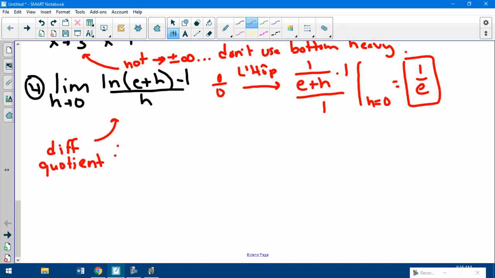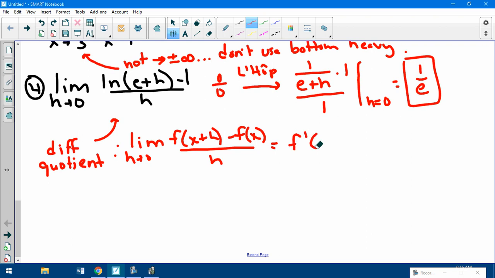And remember, the difference quotient is the limit as h goes to 0 of f of x plus h minus f of x, all over h. And what's that the definition of? The derivative. That's f prime of x. So when I see e plus h, that's kind of like x plus h. So that means what would f of x have been? Just ln of x, because f of x plus h would be ln of x plus h.